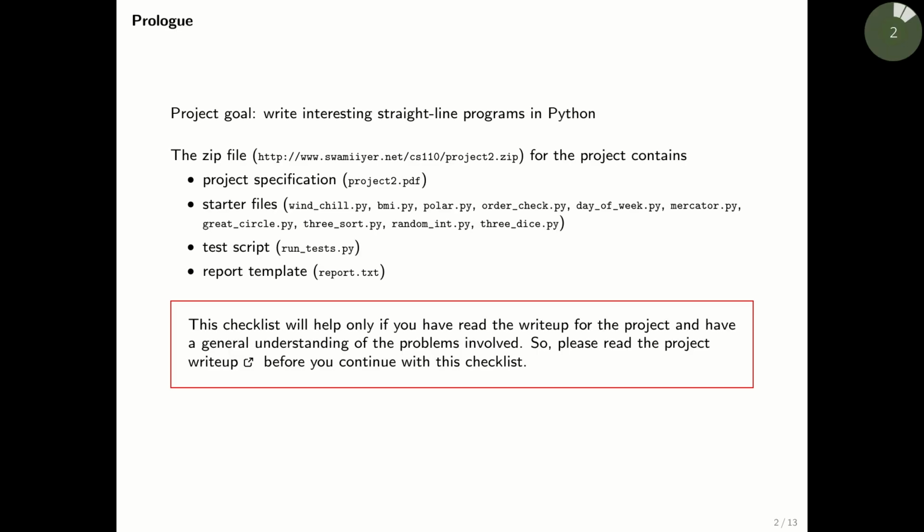Hi, welcome to this video on Project 2 titled Straight Line Programs. In this video, I'm going to walk you through the problems in the project and give you some hints on how to go about solving those problems.